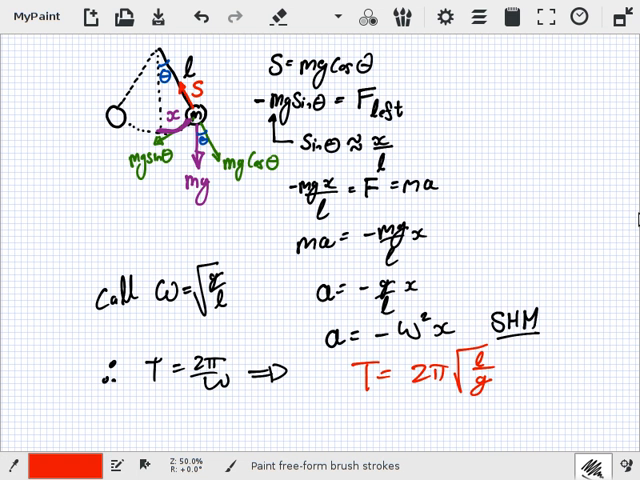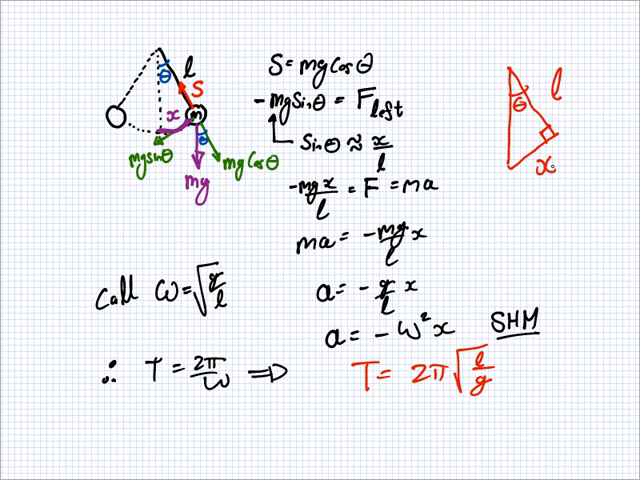Wait, sine theta roughly equal to x over L. Are you asking me why or why not? Why? What about if I drew this triangle here? And I said this is theta, this is 90, this is L, and this is x. What is sine theta? It's x over L, isn't it?